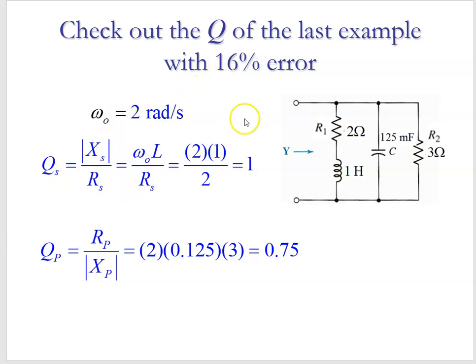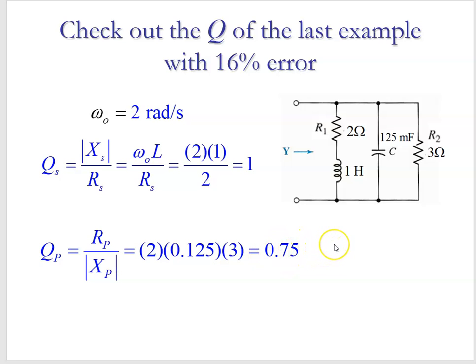If we remember in that last video, we looked at this circuit. We tried to convert it to a parallel RLC, and we came up with a 16% error. We solved for our omega naught, where the admittance was entirely real, to be at 2 radians per second. That is 60% error from the maximum input admittance. But if we look at the quality factor of this series branch, that's only 1. If we look at the quality factor of these parallel branches, that's only 0.75.